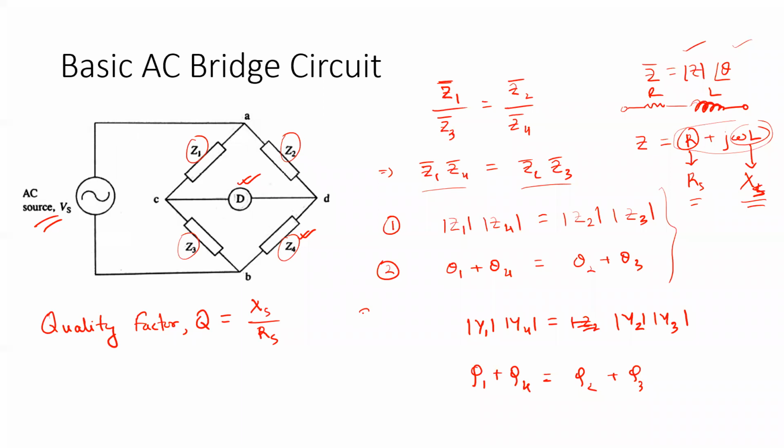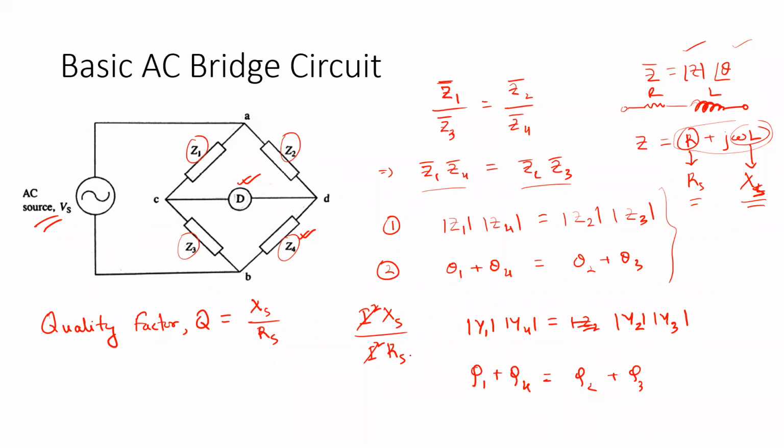For example, the power stored in the reactive element is I square XS, and the power dissipated in the resistance is I square RS. So if you take the ratio of these two, the I square cancels out, because for the equivalent series combination of any connection between resistance, inductance or capacitance, the same current will flow through the equivalent series combination.